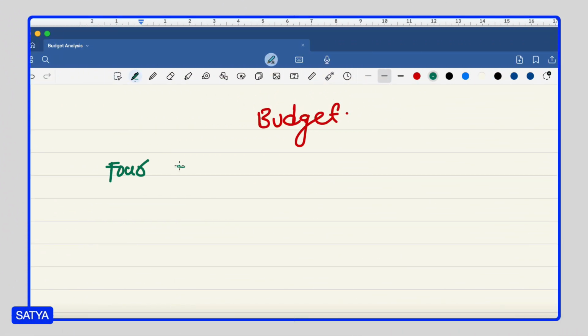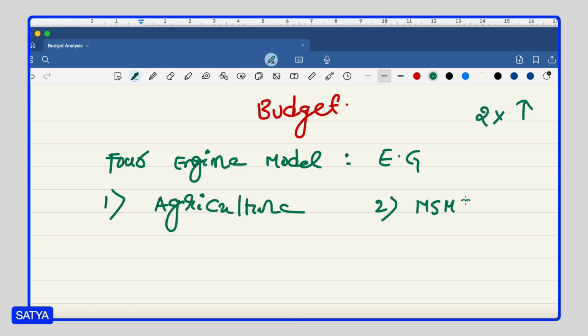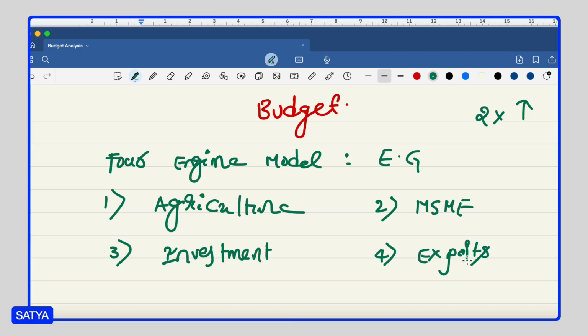We have a 4 engine model for economic growth. Friends, watch this video at 2x speed. So in the budget, we have the 4 engine model. Out of this, the first engine is agriculture, the second is MSME, then investment, and the final engine is exports. So friends, in this video, we will talk exclusively about agriculture.